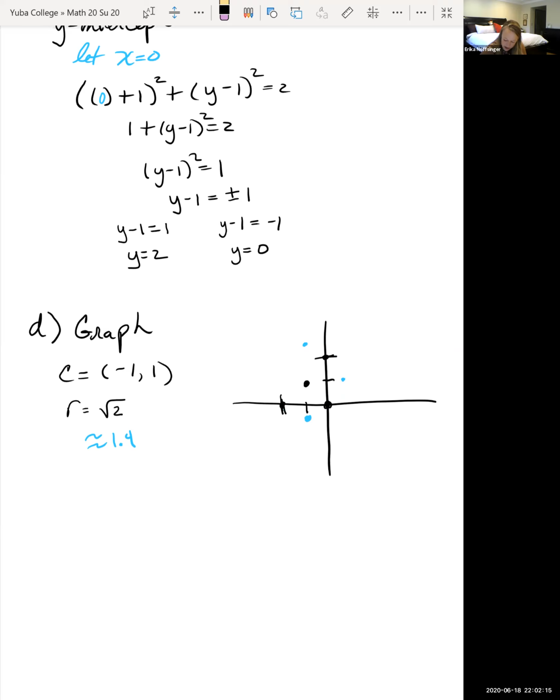It's not great. It's hard to make circles. But you guys can, I bet you have a good imagination. You can imagine it. There we go.